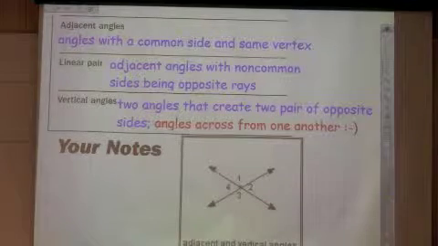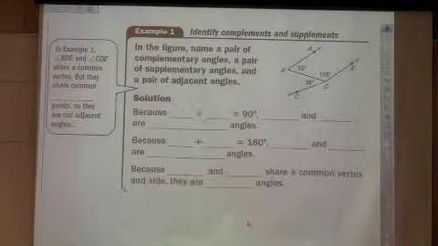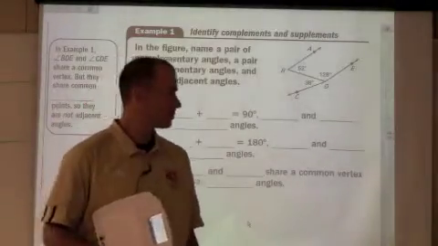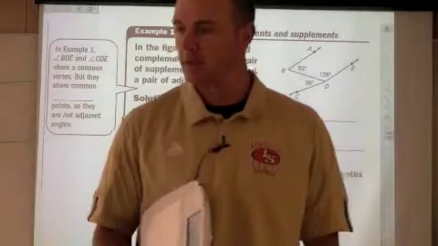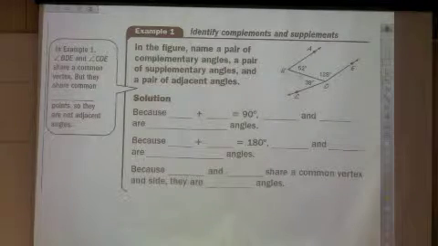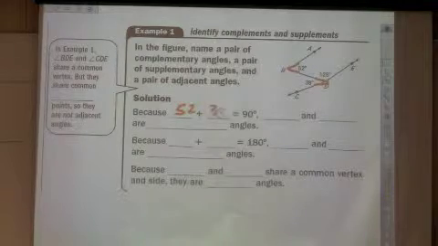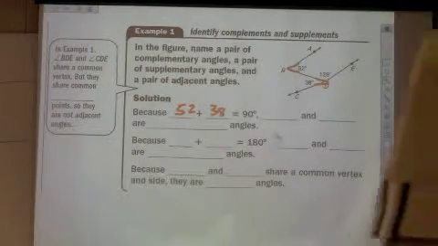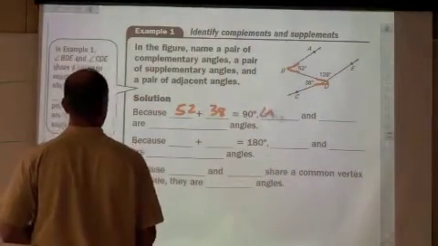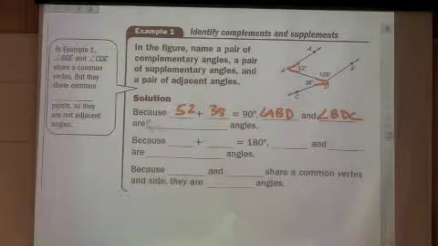I'm going to get rid of my black box. There we go. Example 1, it says identify complements and supplements. In the figure, name a pair of complementary angles. Let's start with that. Anybody see any complementary angles? Kind of a different looking figure. Boyd, what do you see? ABD and BDC. Yeah, because if you take 52 plus 38, you get 90 degrees. Okay. So she said angle ABD and angle BDC are complementary.